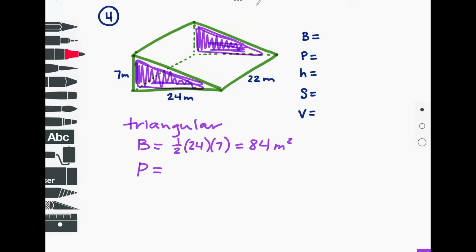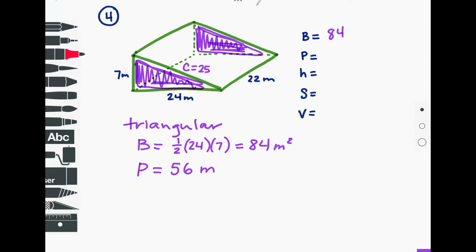For the perimeter, you have to do a little Pythagorean theorem because I didn't tell you how long that hypotenuse was on there. So after you do 7 squared plus 24 squared equals c squared, and you do the hard work, that's going to be 25 right there. So 7 plus 24 plus 25 comes out to 56 meters.